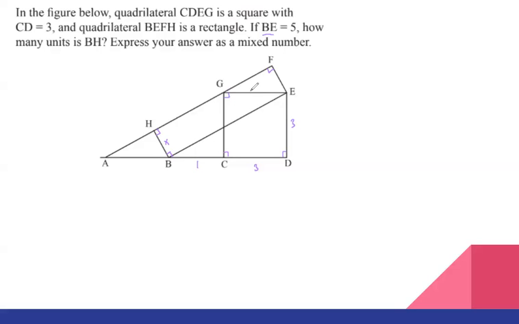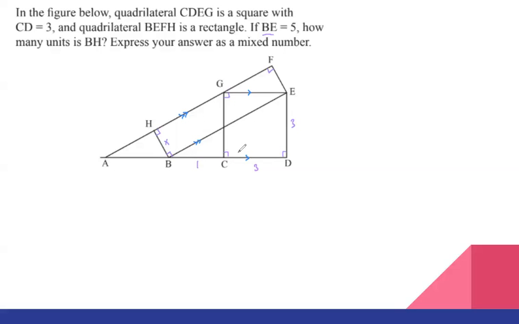This and this are parallel, and this and this are also parallel, because this was a square, so the opposite sides are parallel, and this was a rectangle, so opposite sides are parallel. That is a good reminder to hunt for similar triangles, because you do have parallel lines and you do have right angles. Those are the two biggest hints that you need to look for similar triangles.